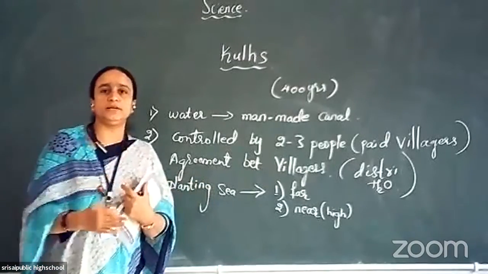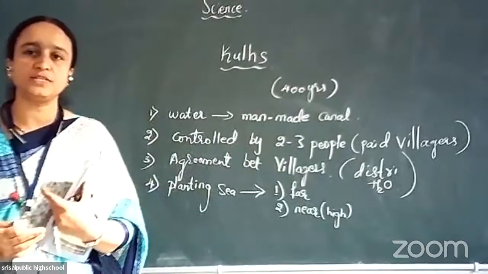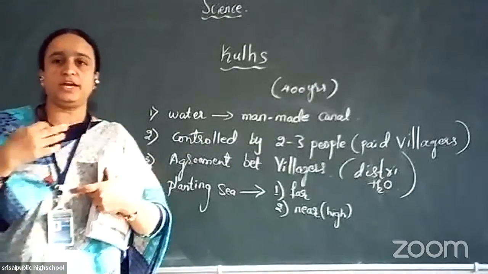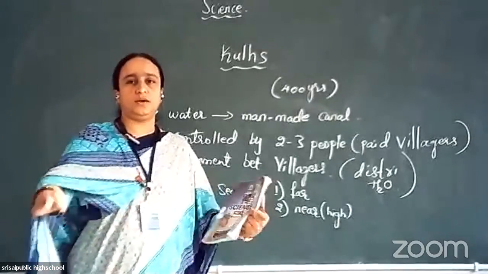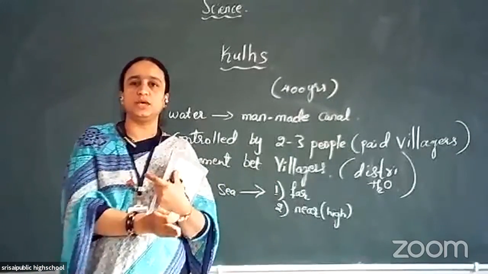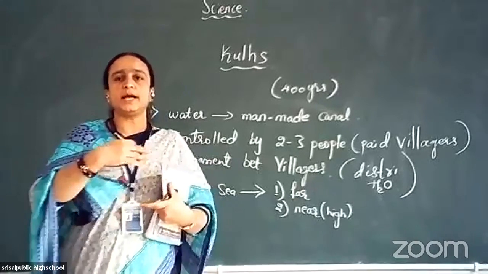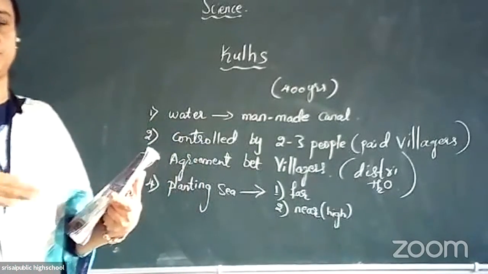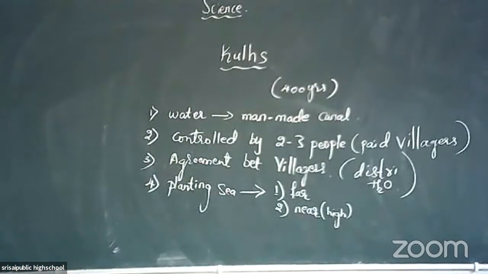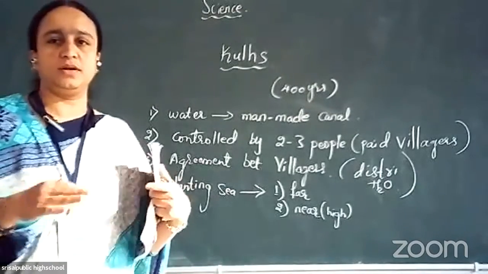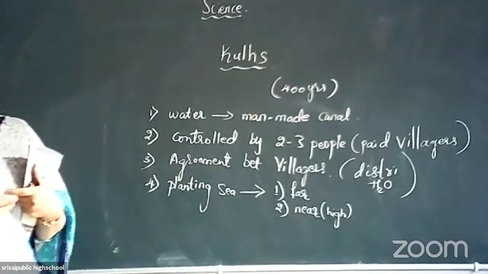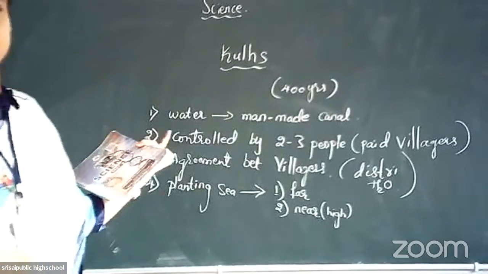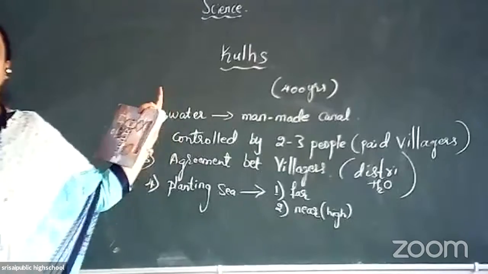And next, during the planting season, to whom was the water given first? The first preference was given to the villages which were far away, and next to the nearer villages. So in this way, a uniform distribution of water was there. As a result, numerous villages were getting water according to their basic needs. They were very happy with this agreement and with this kind of distribution of water. That we call kul. How will you pronounce this?